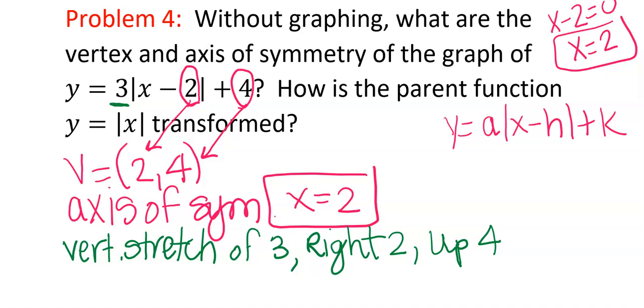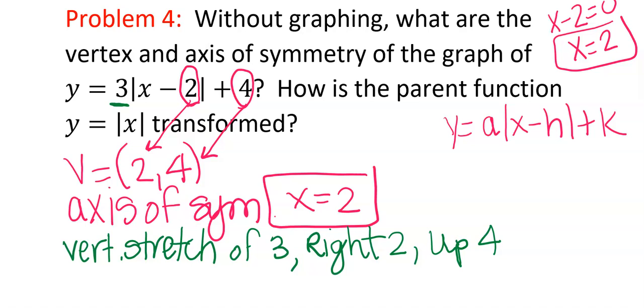You would originally graph your V at (0, 0), (1, 1), (2, 2), (-1, -1), (-2, -2), and then you would have to do all of these things. So you'd have to move it right 2, move it up 4, and then stretch it by 3. Lot going on in this one, okay? They didn't have us graph it, but that's what you'd have to do.